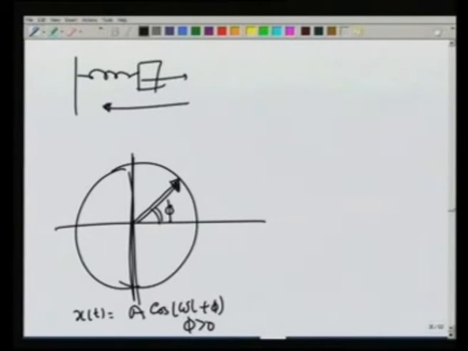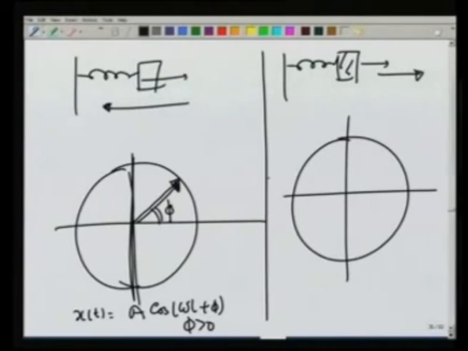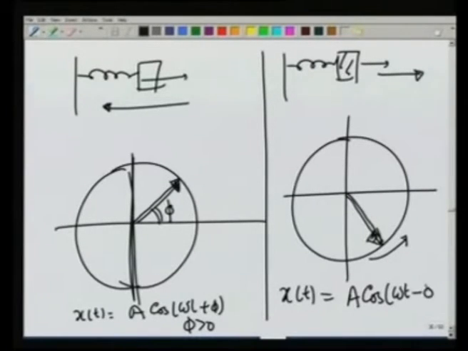On the other hand, if we took this spring mass system, stretched it a bit and then gave it a velocity to the right, the particle is moving to the right and it is displaced in the right direction, it will be somewhere here and would be moving like this. x(t) would be a cosine of omega t minus phi, with this angle being phi. So this is a way of representing the displacement in a phasor or vector way.